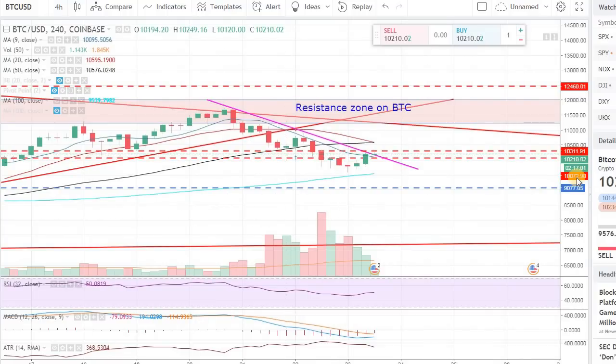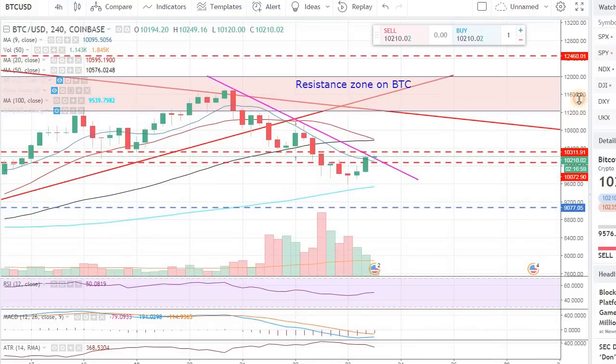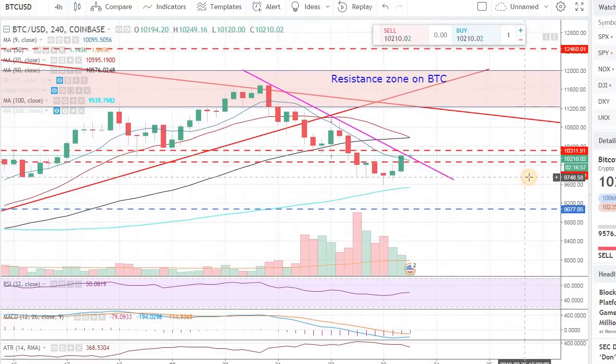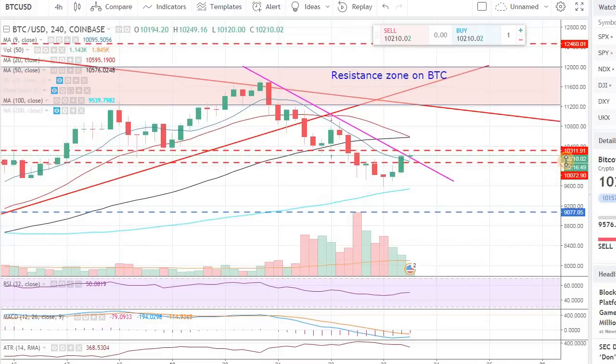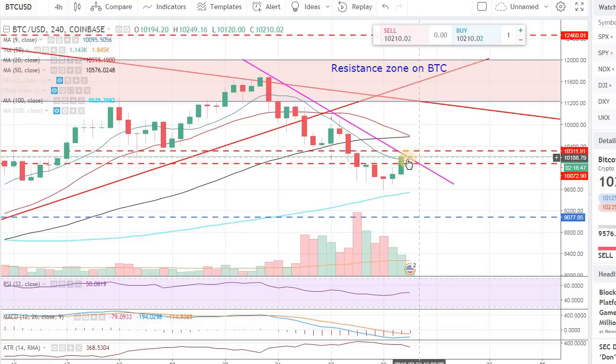Let's look at the smaller time frame. Okay, so yeah, we're trying to make that candlestick right above that. Let's see if we can break it, but that's resistance still, we have it, and we need to get past that. Let's look at Litecoin while we are at it.